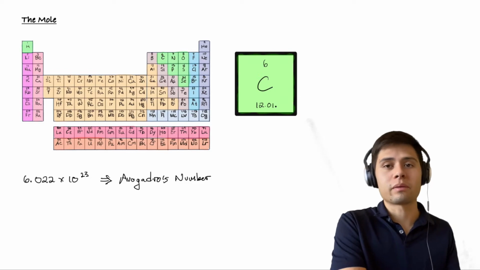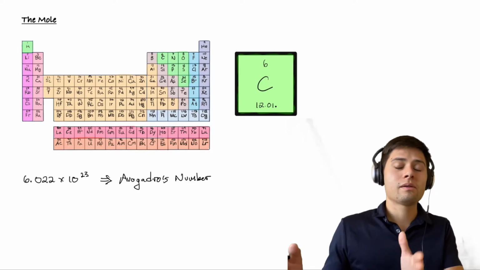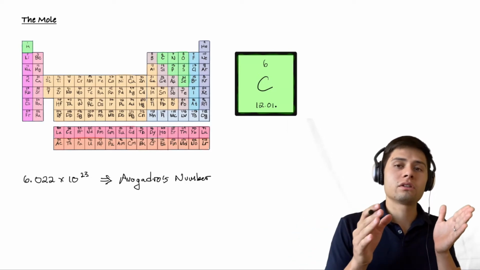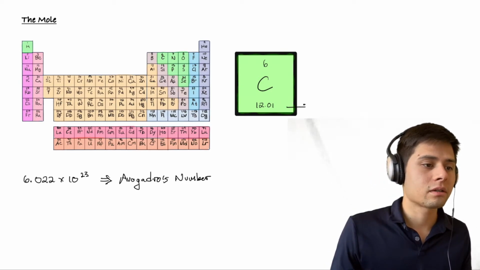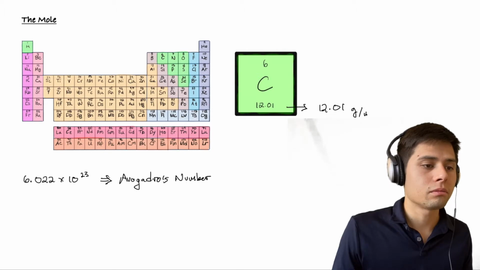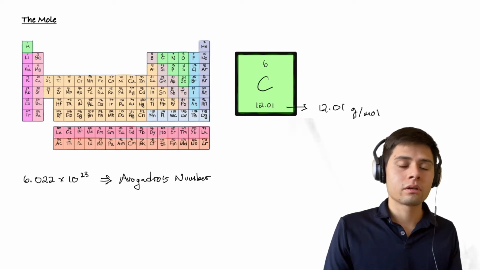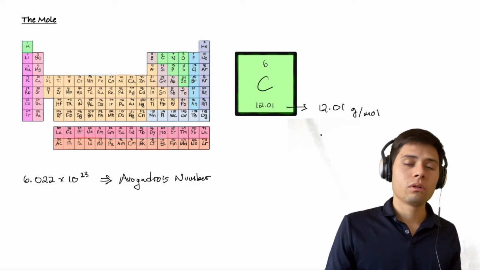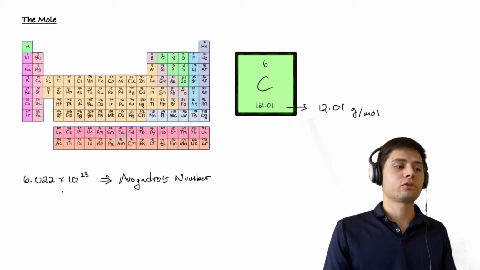So in a mole of carbon, we have 12.01 grams of carbon. So for 6.022 times 10 to the 23 carbon atoms, that makes up a total of 12.01 grams of carbon. And the way we can write this is 12.01 grams per mole. This is 12.01 grams of carbon for a mole of carbon atoms. This is a mole of carbon atoms, 6.022 times 10 to the 23 atoms of carbon.